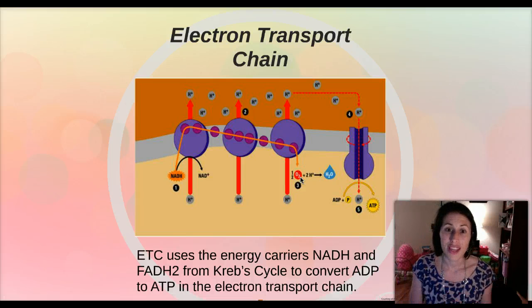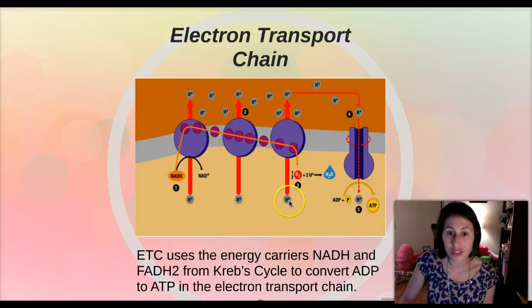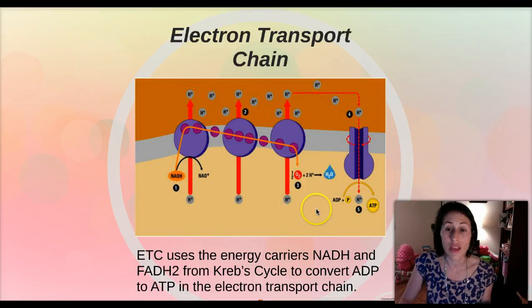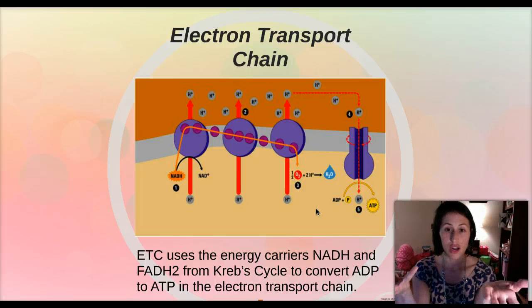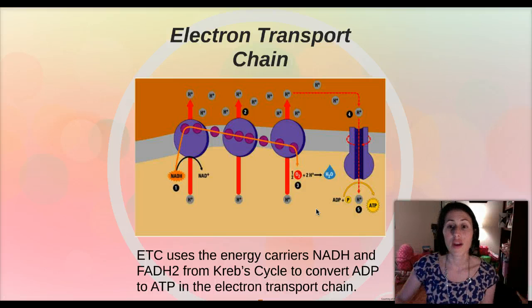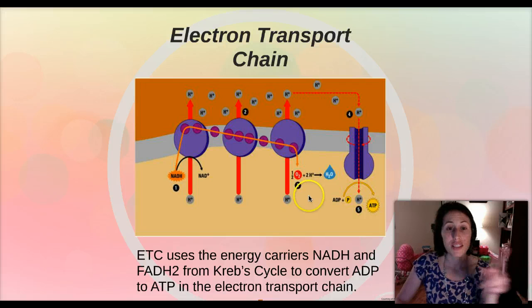We know negative is attracted to positive. So we have these hydrogen ions that are hanging out here just waiting to do something. So we've got now a negative oxygen molecule and some positive hydrogen ions. They're going to join together and they are going to create water. Now, this process can continue until it's out of oxygen.